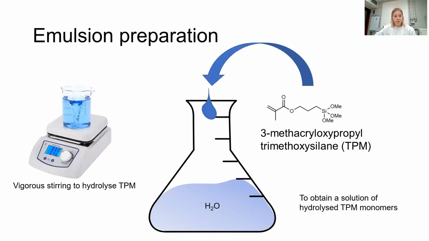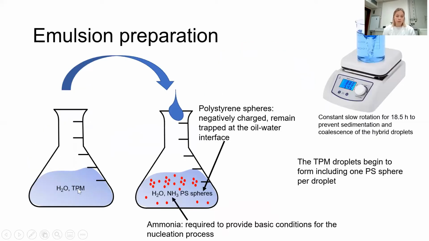To prepare the emulsion, they used this oil precursor, which I'll just call TPM. They added this to some water and vigorously stirred. This was to obtain a solution of hydrolyzed TPM monomers. These are able to bond together, but first they just wanted complete monomers in a solution. Then this solution was added to another solution containing ammonia and polystyrene spheres.